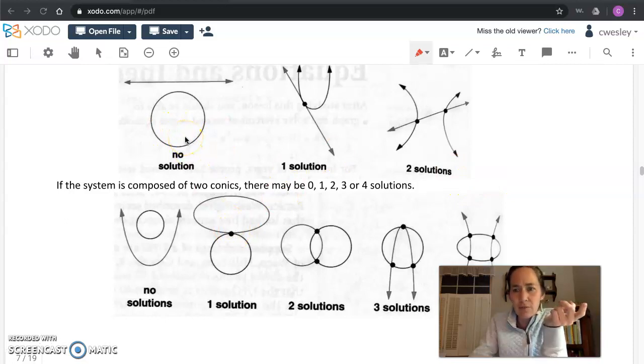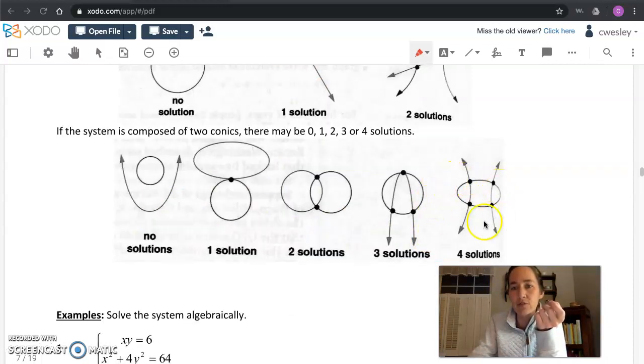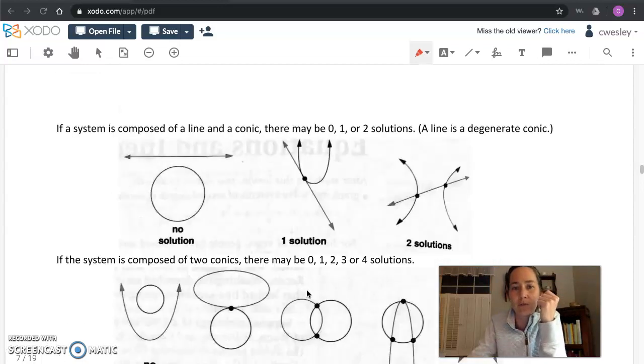No solution. They miss each other. No real solution. They could just be tangent to one another. Hit once, hit twice. You could actually have a conic, this hyperbola, intersect, looks like that ellipse, at 4 different points. But I defy you. I do not think there's any way to get any system of two conic equations to intersect at more than 4 points. You could have anything from 0 up to 4.